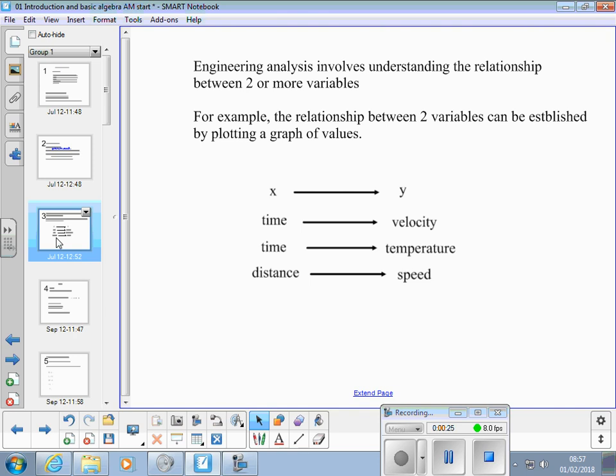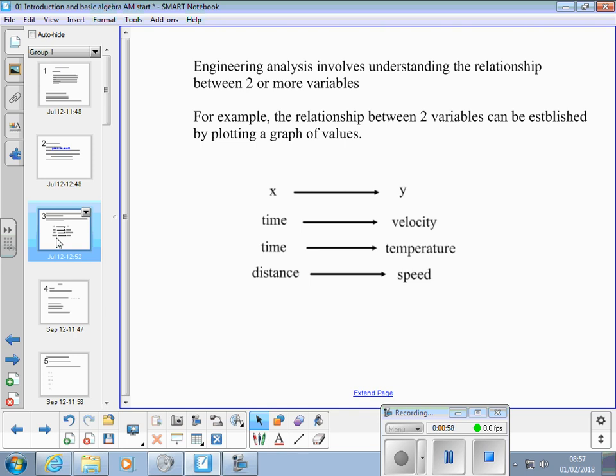Understand the relationship between two or more variables. For example, the relationship between two variables can be established by plotting a graph between the variables x and y, time and velocity, time and temperature, distance, speed, etc. Okay? So we're going to be looking at various functions that we might, in most cases, be able to plot in some kind of graphical form as well.